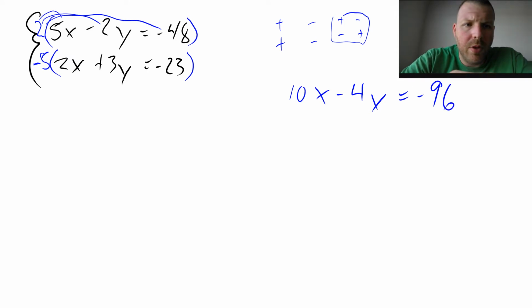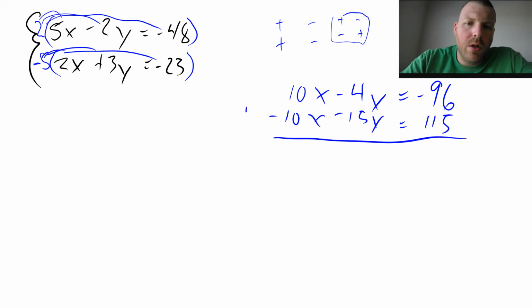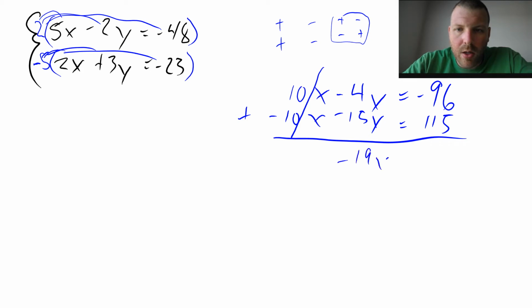And we're going to distribute the negative 5. That's going to make negative 10x minus 15y equals 115. Okay? So what we're going to do is we're going to add these out. Okay? And so to add these out, we're just going to cross that guy out. This is going to make negative 19y. And this is going to make negative 19. Or I'm sorry, positive 19.